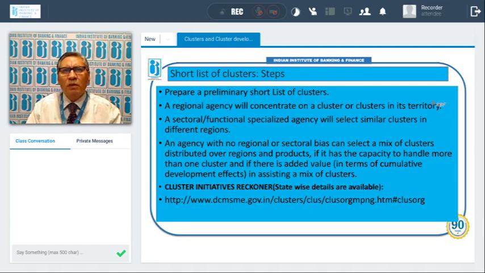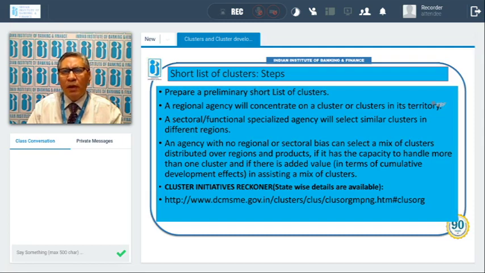So many places we have just discussed. So there has to be a regional agency, maybe functioning under the state government or the central government. You can find out the details of the regional agency locally. A sectoral, functional, specialized agency will select similar clusters in different regions. An agency with no regional or sectoral bias can select a mix of clusters distributed over regions and products, if it has the capacity to handle more than one cluster, and if there is added value in terms of cumulative development effects in assisting a mix of clusters. So this depends on the capacity of that regional agency.